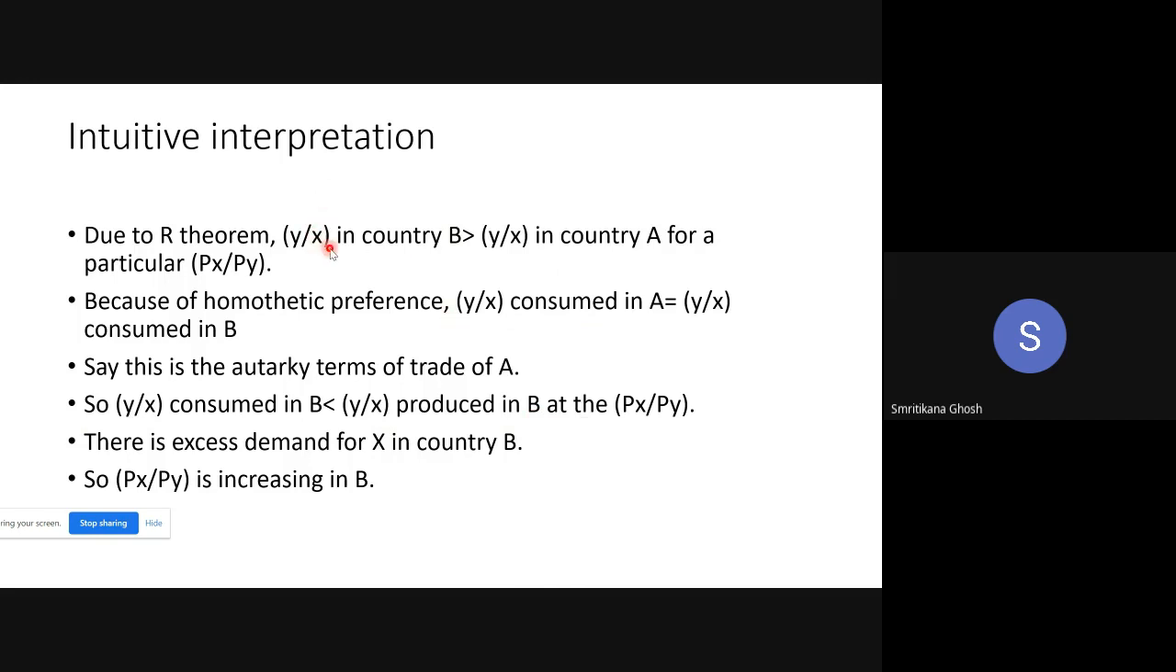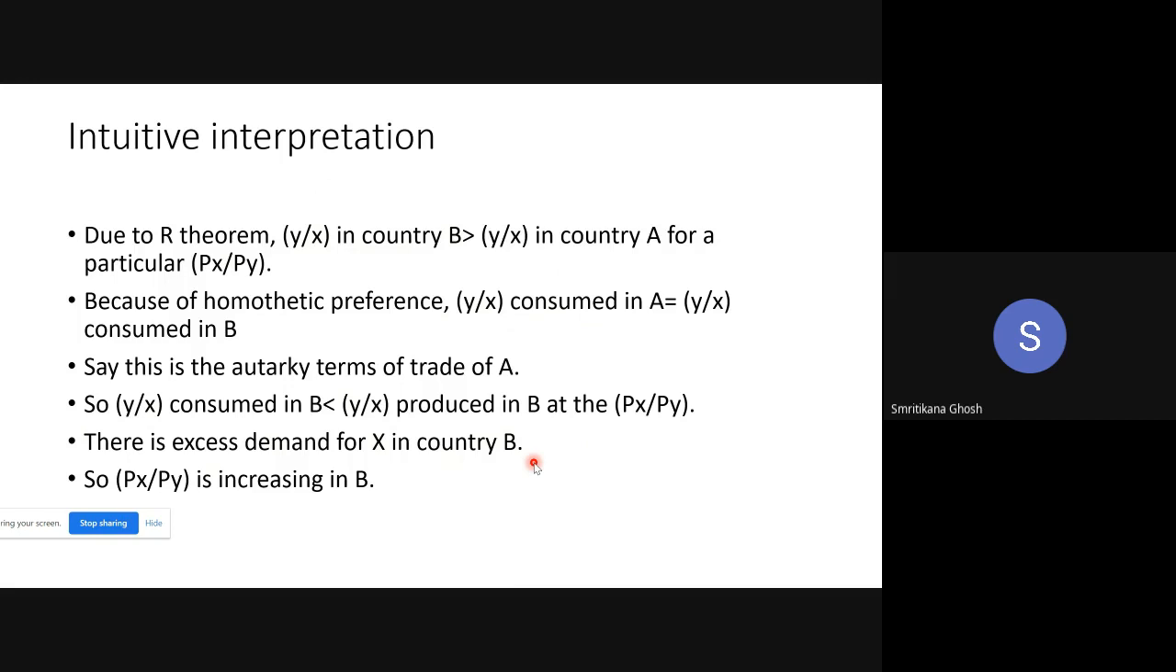Look, production of B is greater than production of A. Consumptions are same. So you can say y by x in country B, that is production, is greater than the consumption. Consumption is less than the production at given px by py. So there is an excess demand for x in country B. So in country B, there is an excess supply of y or excess demand for x. As there is excess demand for X in country B, Px by Py is rising in country B.